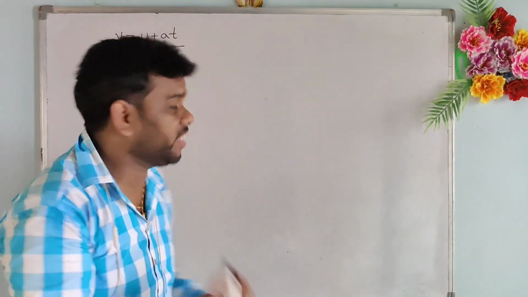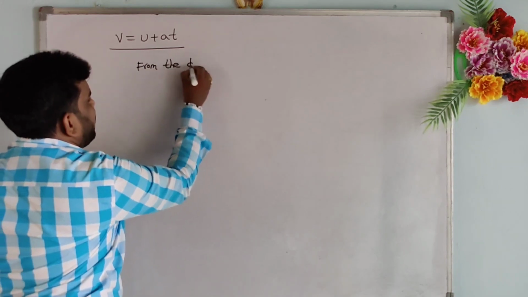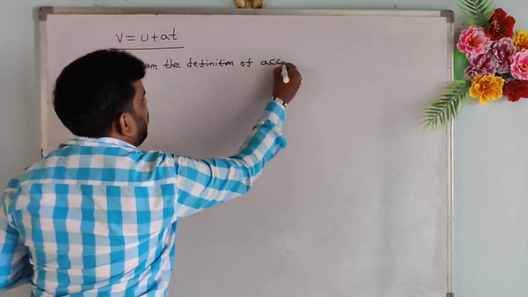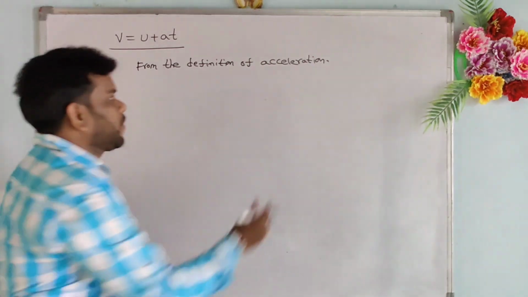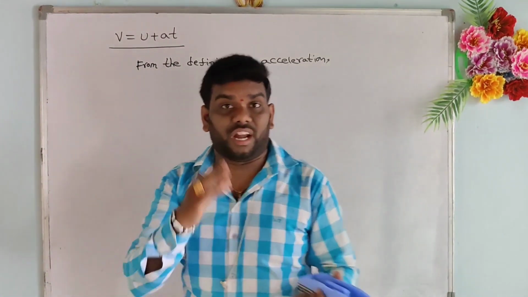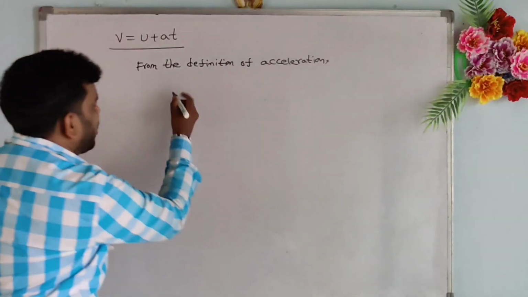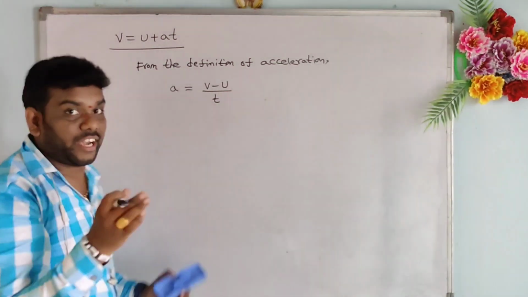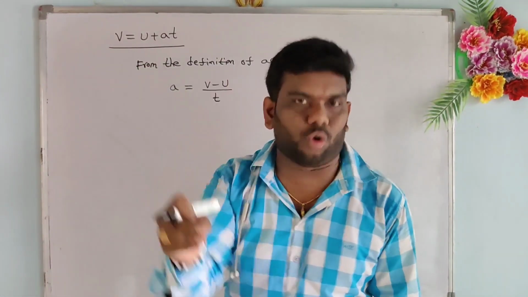It is very easy. We consider the definition of acceleration. The rate of change of velocity is called acceleration. So A is equal to V minus U by T. I already told you this is the formula of acceleration.